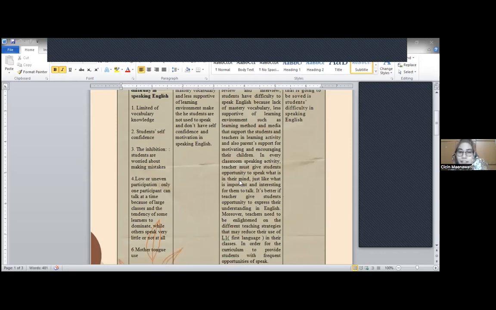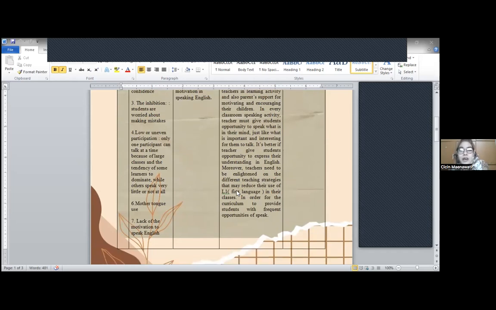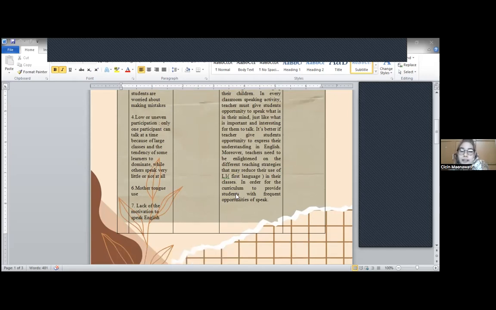In every classroom speaking activity, the teacher must give students the opportunity to speak what is in their mind, just like what is important and interesting for them to talk about. It's better if the teacher gives students the opportunity to express their understanding in English. Moreover, teachers need to be aligned on different teaching strategies that may reduce their use of L1 or first language in their classes in order for the curriculum to provide students with frequent opportunities to speak.